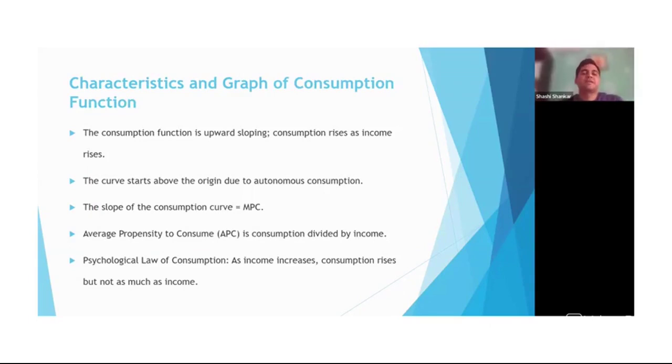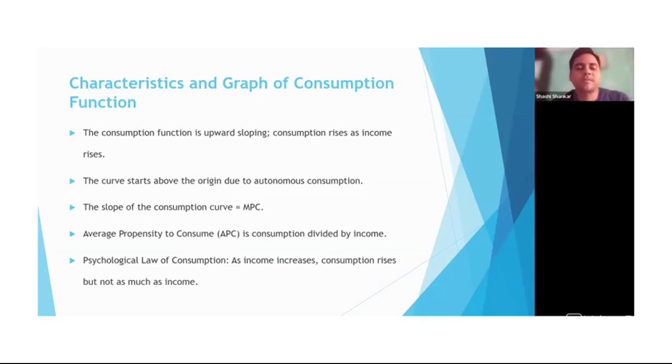Now moving to the next, the characteristics and graph of the consumption function. The consumption function is upward sloping. Consumption rises as income rises. The curve starts above the origin due to autonomous consumption, that is the kind of survival consumption. The slope of the consumption curve is equal to MPC.